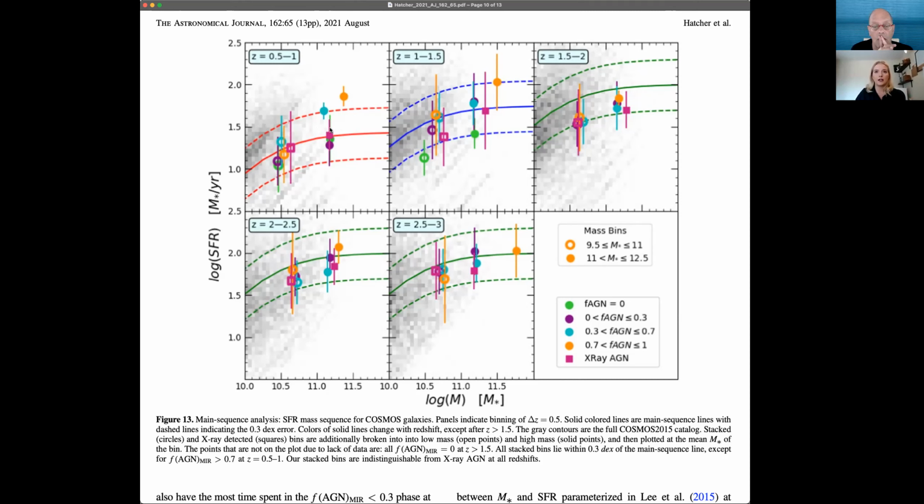The lines are the main sequence. The dashed lines are the 3 dex errors. As you can see, they change color per redshift panel, except after 1.5, all the way up to 3. That's because the COSMOS field doesn't actually evolve that much towards a higher redshift. So we use the same main sequence line for higher redshift past 1.5. Got it. Okay, thank you.